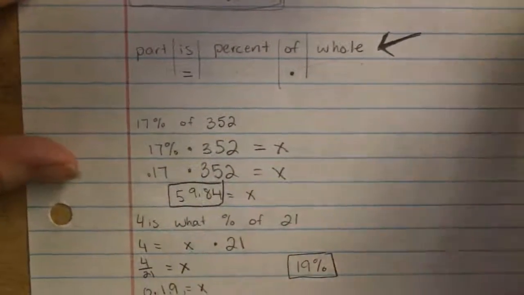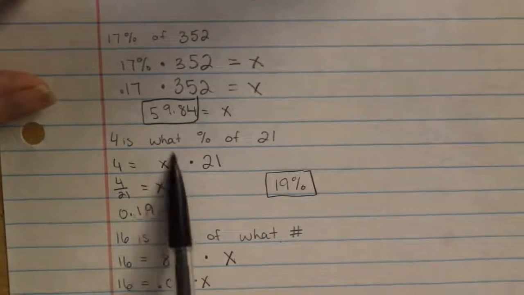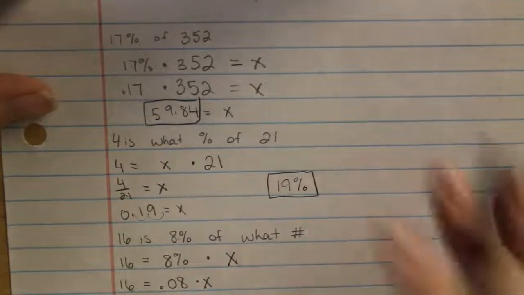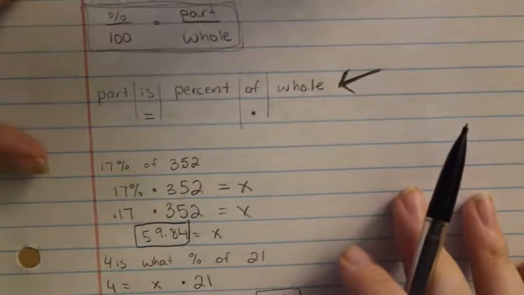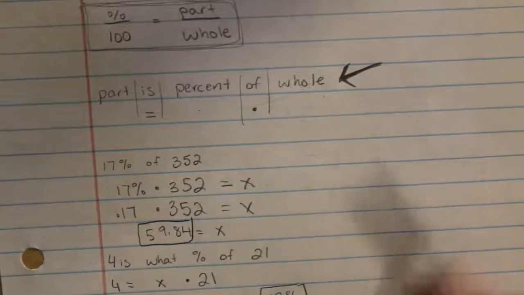So 4 is what percent of 21? 4 was, so 4 is something times 21. Okay, and all we had to do was find the missing pieces there. This is going to come in handy because later this week we are going to be working on equations again. So we will be solving those based off of similar steps down here.